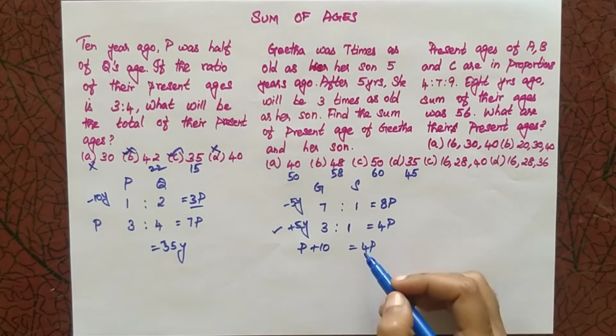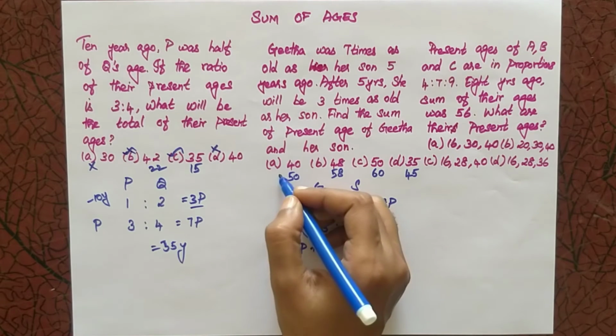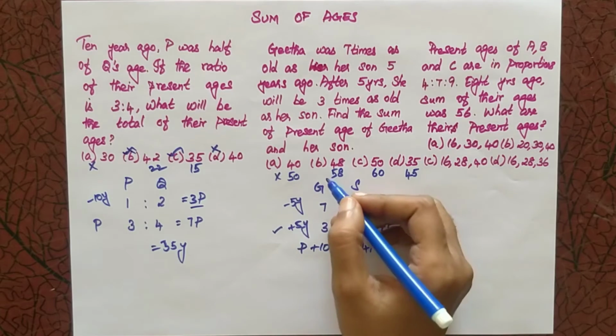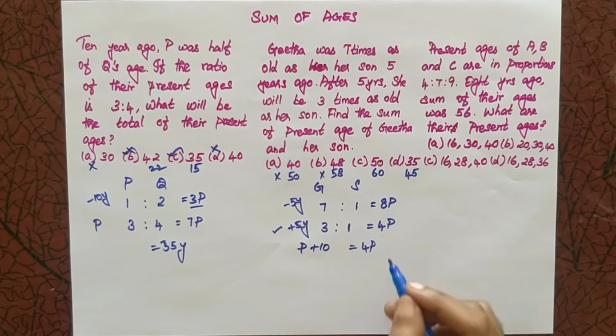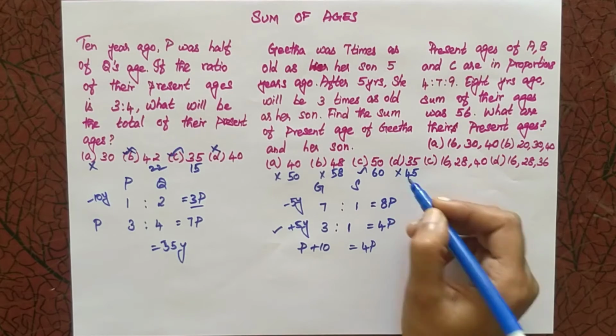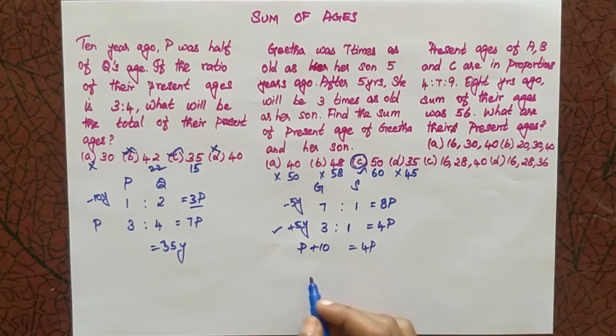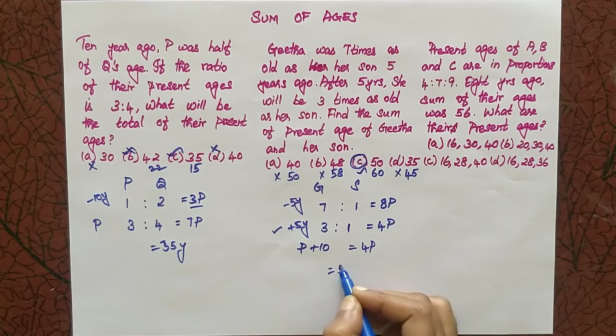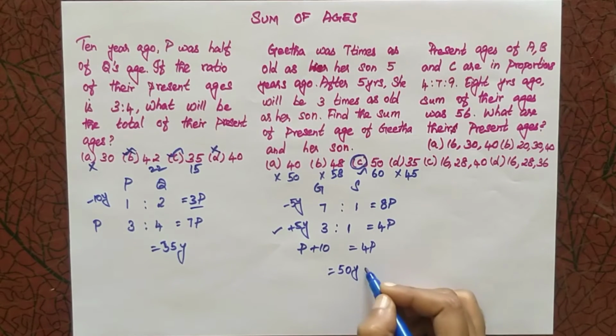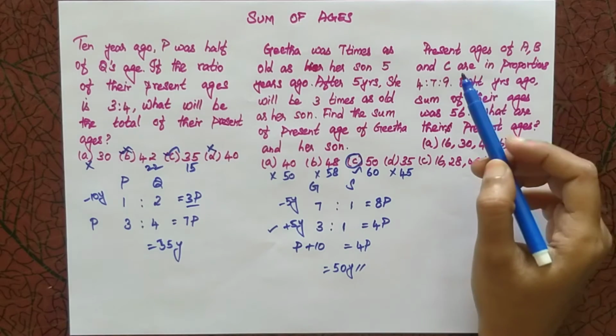So now we are going to find which option is divisible by 4. 50 is not divisible by 4. 58 is also not divisible by 4. But 60 is divisible by 4 and 45 is again not divisible by 4. So the answer here is 50 years. So present age of Geeta and her son is 50 years. Now let's solve this example.